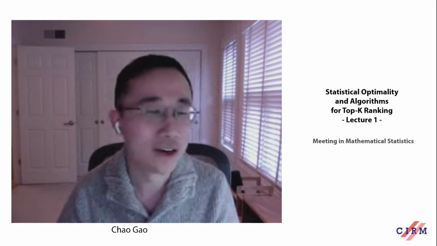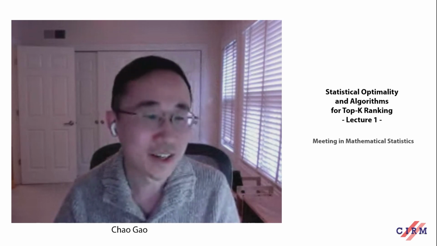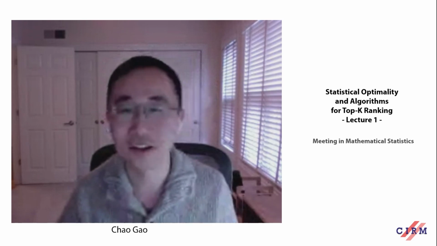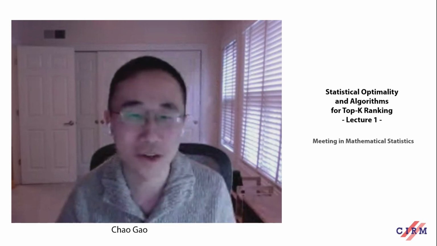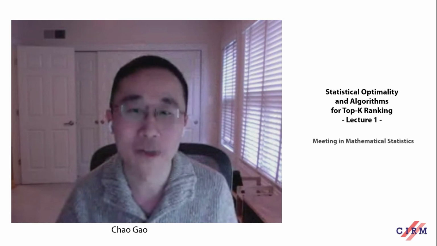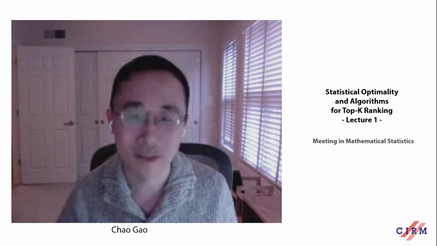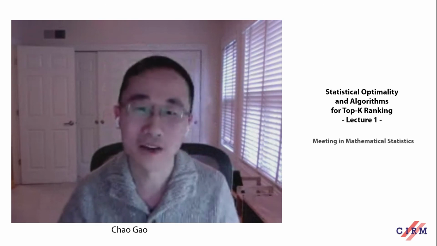Okay, so the first question is: the convergence of gradient descent relies not on convexity but on strong convexity. This is a very good question. Actually, this is true. We can show the objective function is a strongly convex function with high probability. That's why you have the convergence.